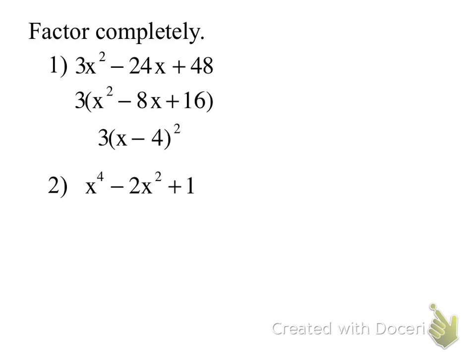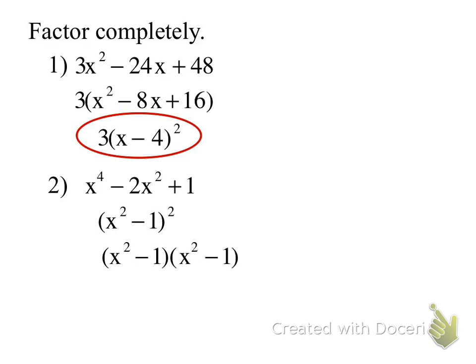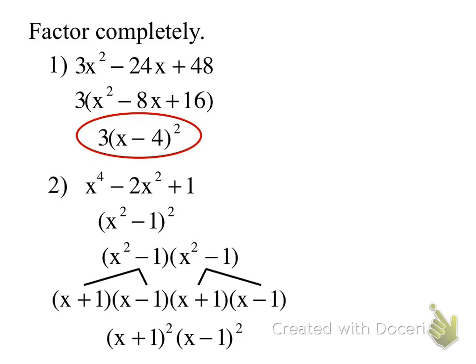Okay, next one. How do I break it down? Daniel, go. It would be x squared minus 1 squared. Perfect. Now, what does that really mean? X squared minus 1 times x squared minus 1. But inside there, what's left? Everybody. Difference of squares. So what would it be? Keep going, Daniel. So it would be x plus 1 times x minus 1 times x plus 1 times x minus 1. Perfect. Got it? That's it.